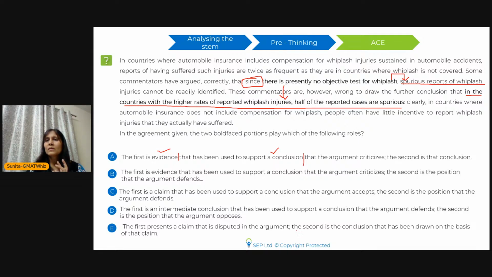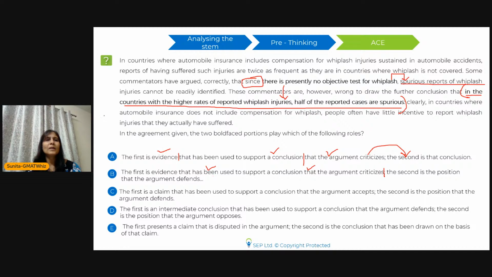It is supporting the spurious reports conclusion. It is also supporting the second bold face. That the argument criticizes. Yes, the argument definitely criticizes this particular conclusion, right? So argument criticizes the second bold face, correct? The second is that conclusion which the argument criticizes. Yes, this is also correct. So A seems to be fine. Okay, A seems to be fine, and we'll hold on to A. The first is evidence that has been used to support a conclusion that the argument criticizes. This is all correct.